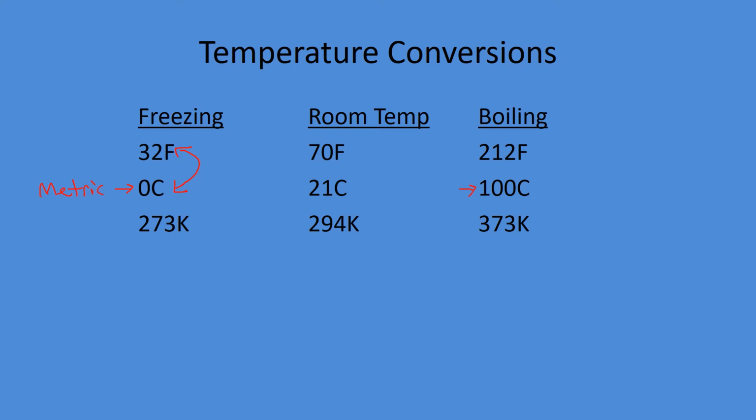I'm going to give you an equation that I like to use because I can go from Fahrenheit to Celsius or Celsius to Fahrenheit. So 9C equals 5F minus 160. And all the other equations out there are just a rearrangement of this equation.